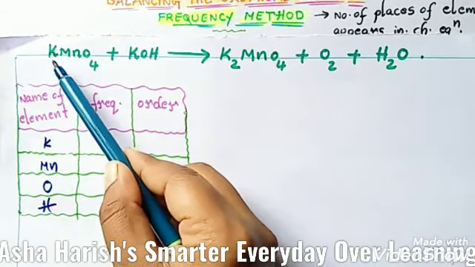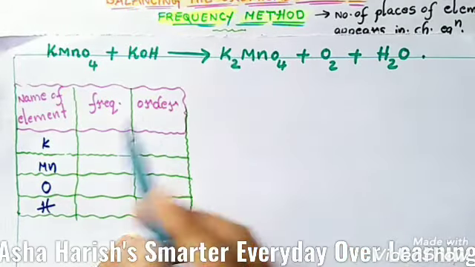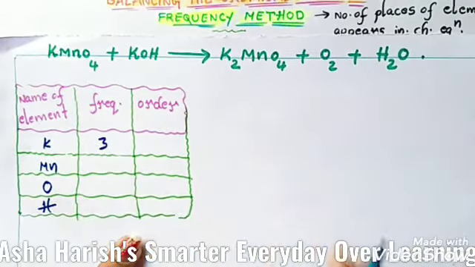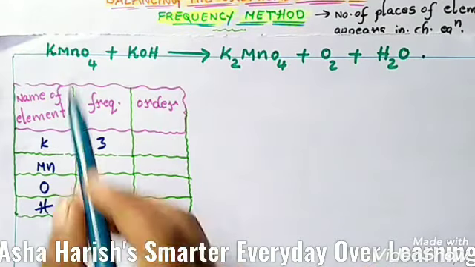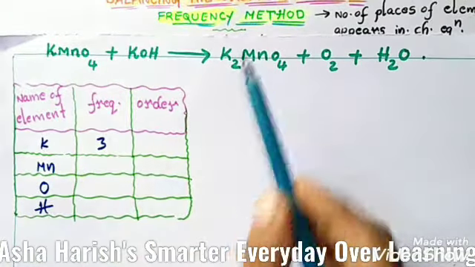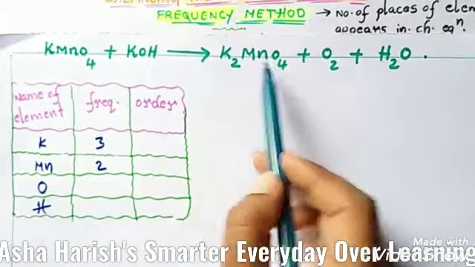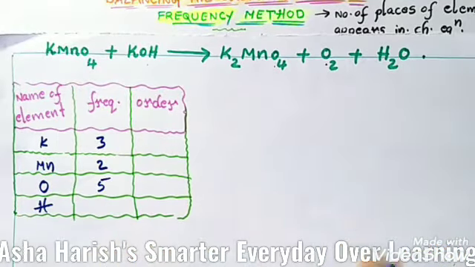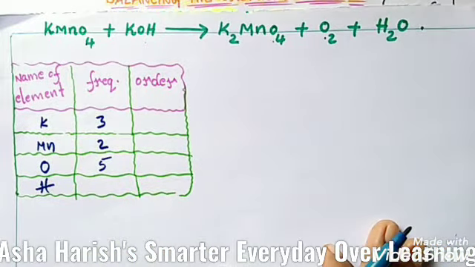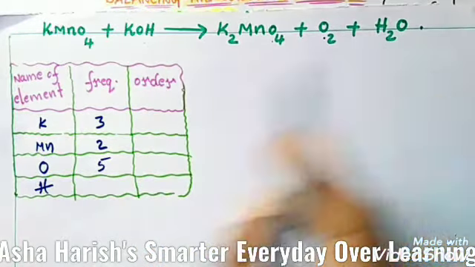Let's see, here is the potassium: 1, 2, 3. At 3 places potassium is located, so the frequency of potassium is 3. Coming to manganese, here 1 and 2, at 2 places only. And oxygen: 1, 2, 3, 4, 5. At 5 places oxygen is located, so the frequency of oxygen is 5. Coming to hydrogen, here 1 only, 2.